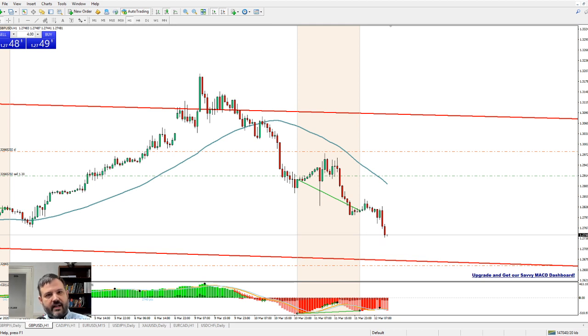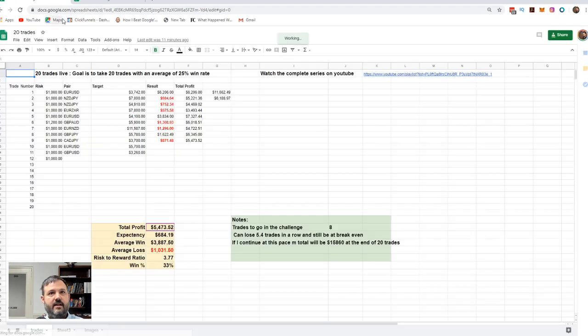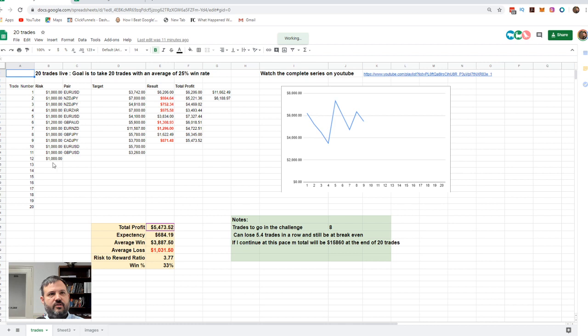All right. So anyhow, let's go ahead and just try to get organized here. 20 trades. I'm going to pull up my spreadsheet here, and we're going to go ahead and take a look where we're at. This is a quick review. So where we're at on the series. So we've taken trade 10 and 11 are currently live. Okay. Today I'm going to pull out trade number 12.